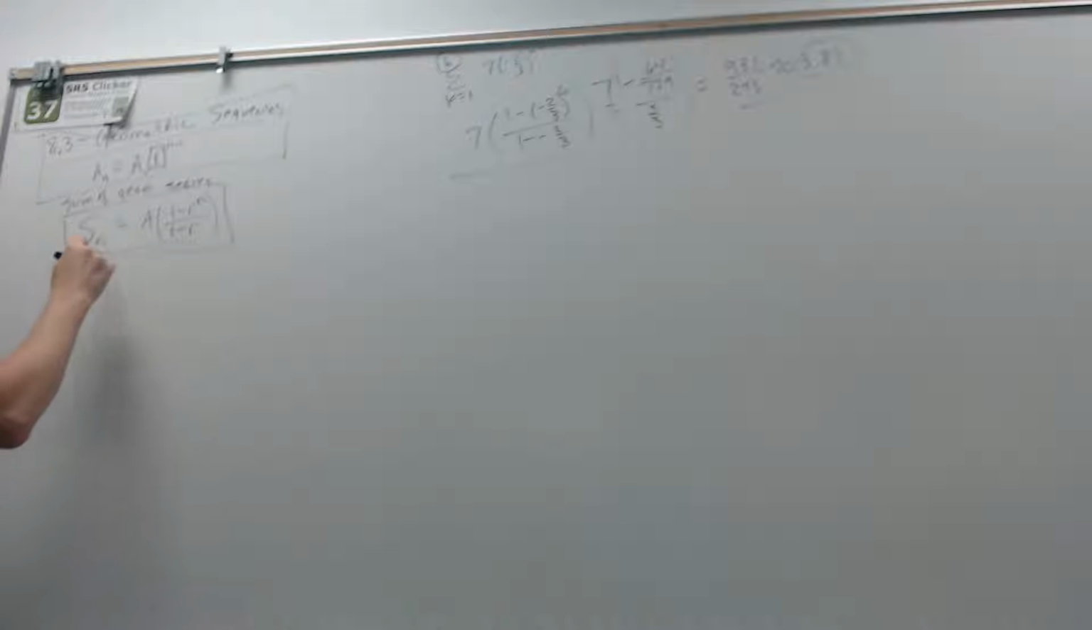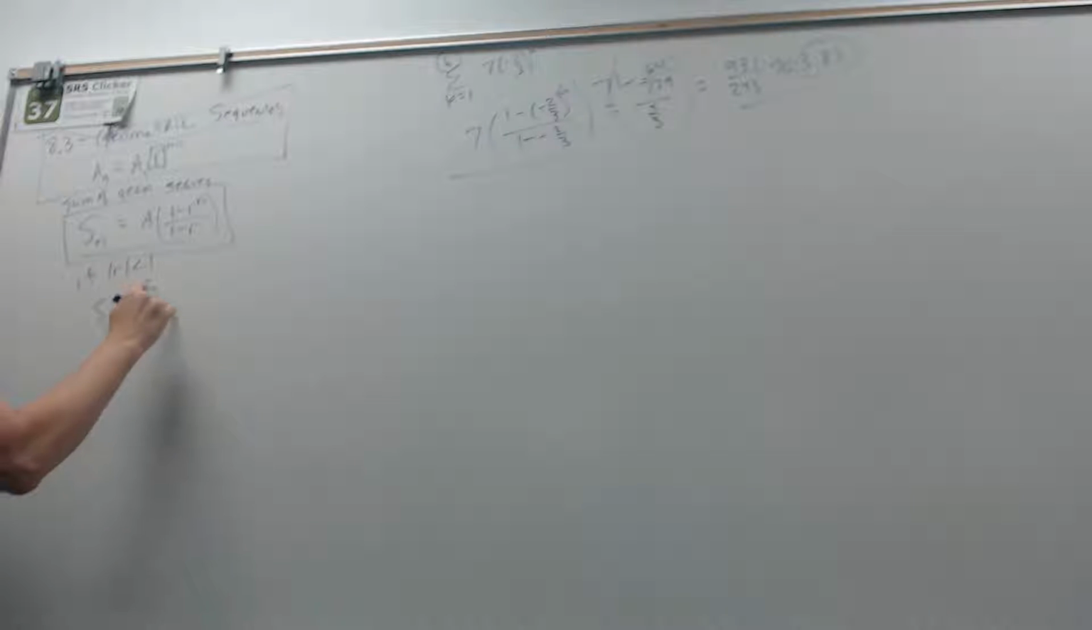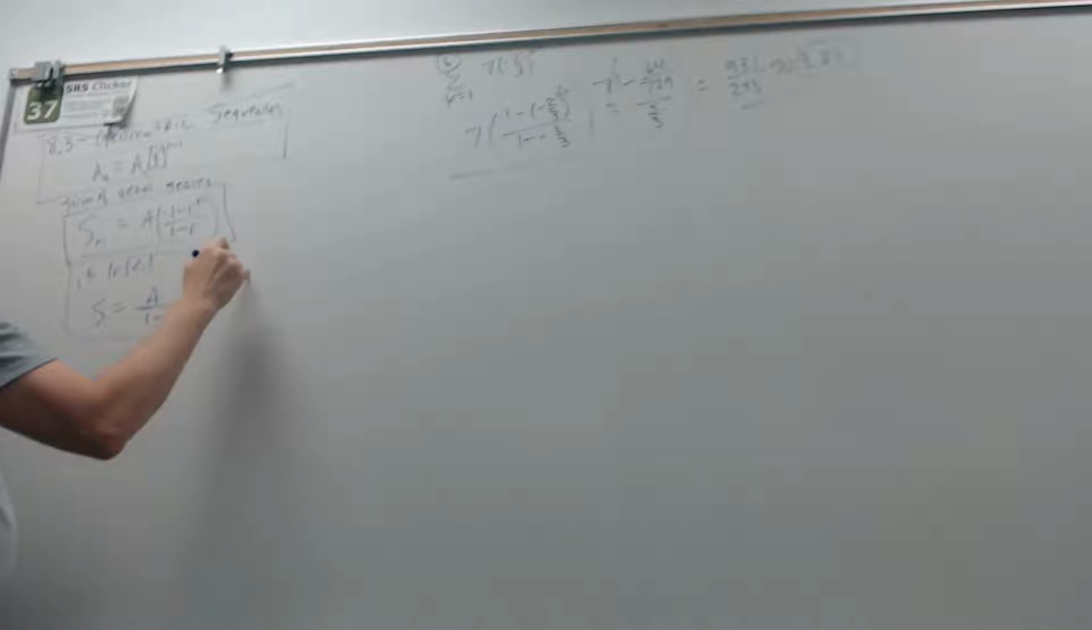If the absolute value of r is less than 1, then you can use the sum equals a over 1 minus r. And we would say that it converges. Okay?